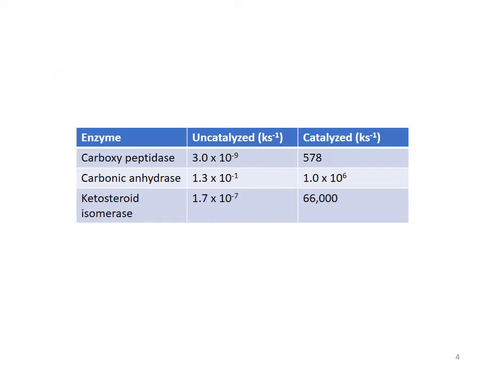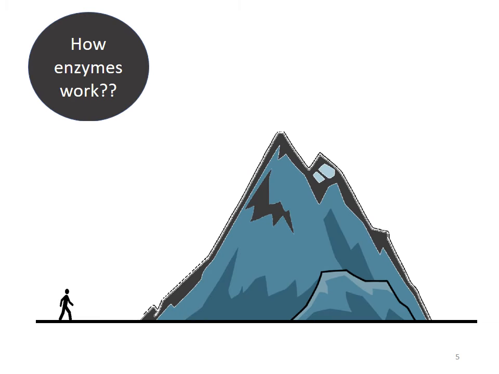The second thing is the catalytic efficiency. Catalytic efficiency of the enzyme can be seen as a basic factor of the enzyme. That is, the enzyme does not undergo any chemical change during this process, and the uncatalyzed reaction has a much lower rate compared to the catalyzed reaction. Here you can see the rates for the carboxypeptidase, carbonic anhydrase, and ketosteroid isomerase enzymes, for both catalyzed as well as uncatalyzed reactions.